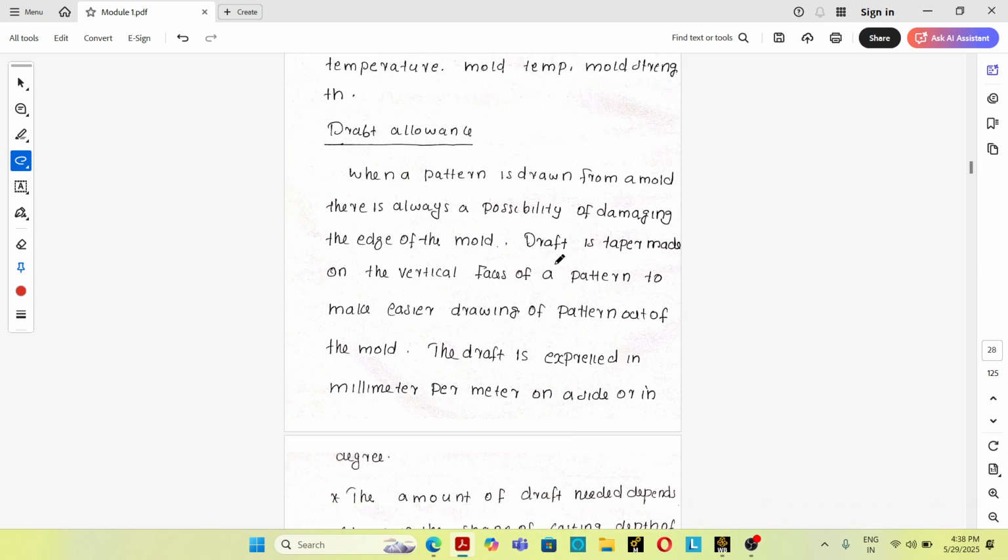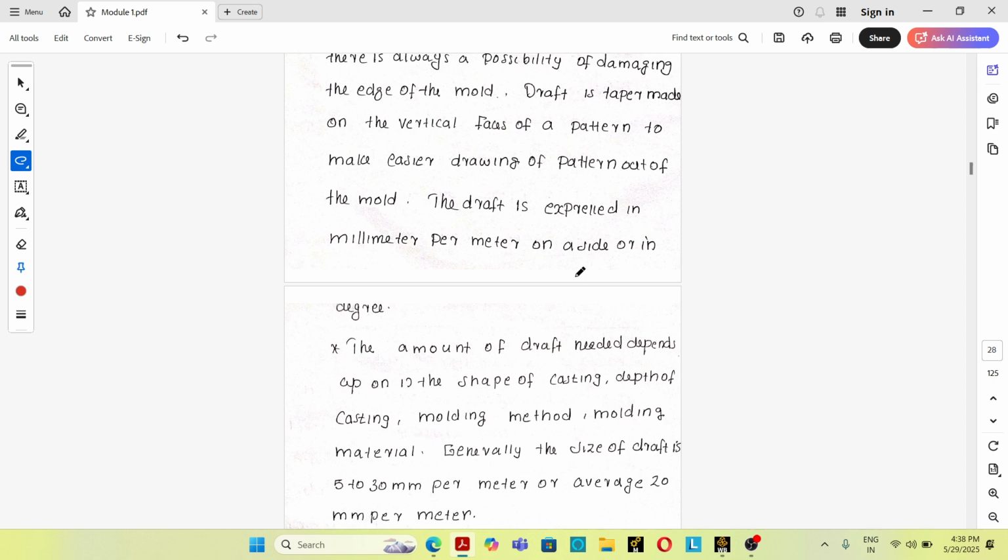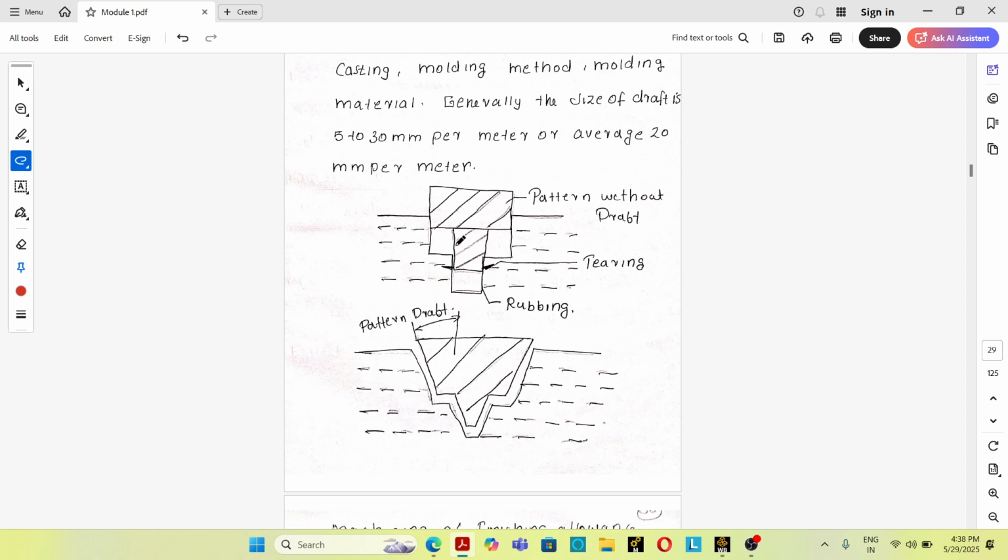Next one, draft allowance. See, what is the purpose of a draft allowance? Draft allowance is commonly provided in the pattern for easy removal of the pattern from the sand casting mold. That's a very important point. So what do you mean by draft? See, in this figure you can see: in the first figure, draft allowance is not provided in the pattern. In the second figure, a draft allowance is provided.